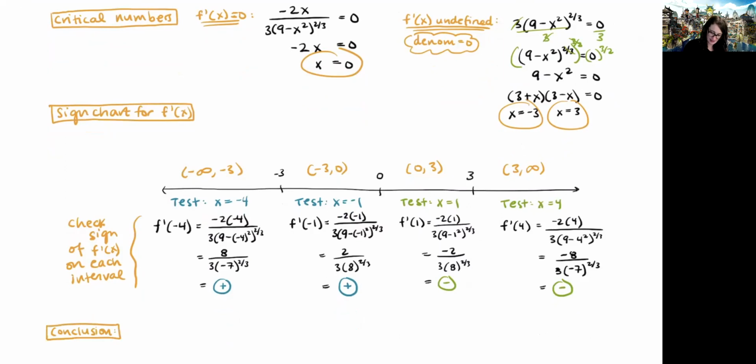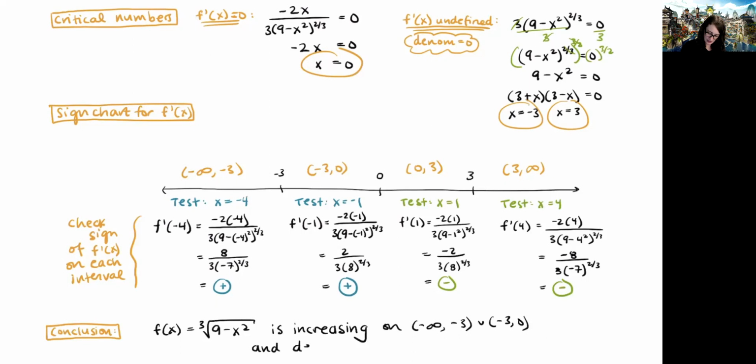Okay, so these things in these boxes here are the essential steps. So f of x, the original one, which was the cube root of 9 minus x squared, right? It's increasing on negative infinity to -3, also -3 to 0, and then it's decreasing after 0. So 0 to 3, but the derivative was undefined at 3, so we can't mush those together. We just say union 3 to infinity.